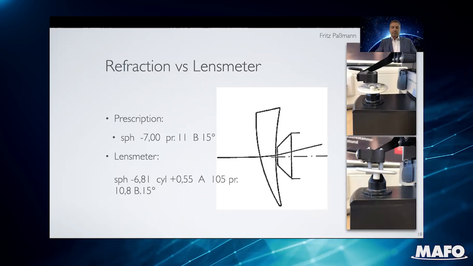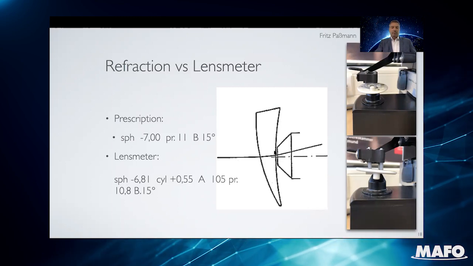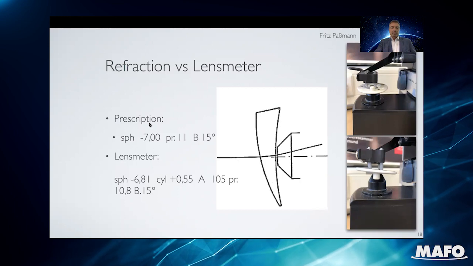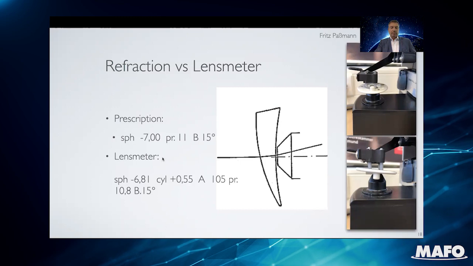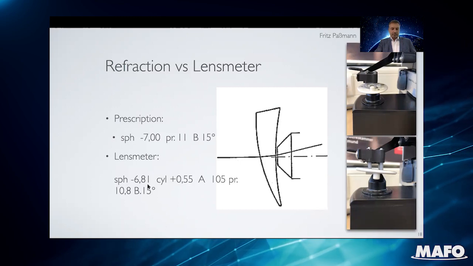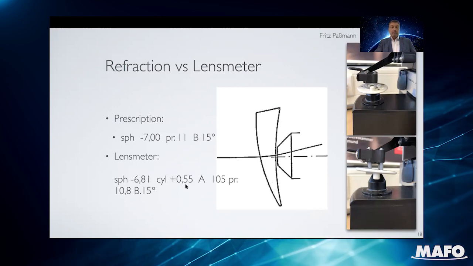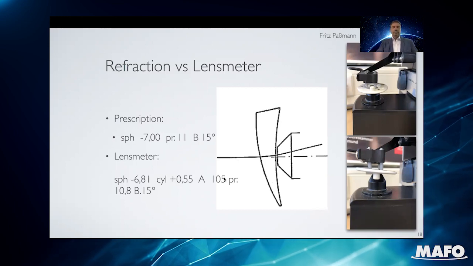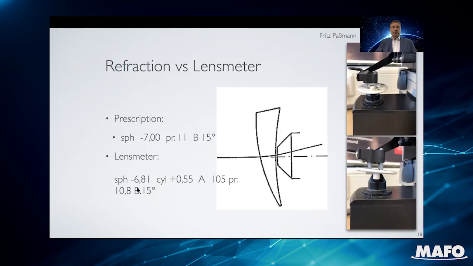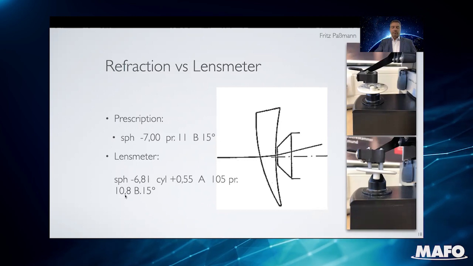envelope. In our example above, in the prescription, we have a sphere of -7 and a prism of 11. But reading on the lens meter, we see a sphere of -6.8, a cylinder has been introduced of +0.55, an axis of 105 degrees, and now the prism value is 10.8.